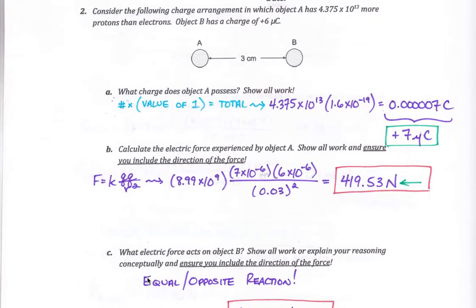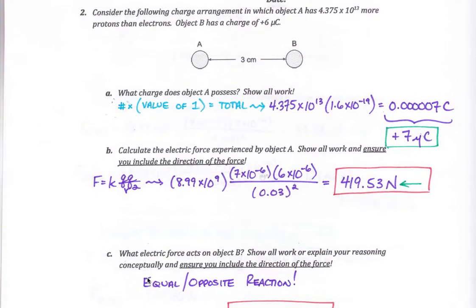Question number 2 is a fairly straightforward Coulomb's law question. However, one of the charges was given in microcoulombs and the other charge was given in excess protons. So the first step is to convert those excess protons into an actual charge. So we're given the number this time. So we know that there are 4.375 times 10 to the 13th more protons.